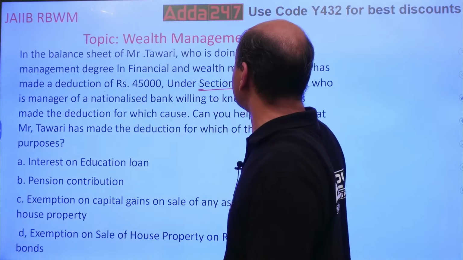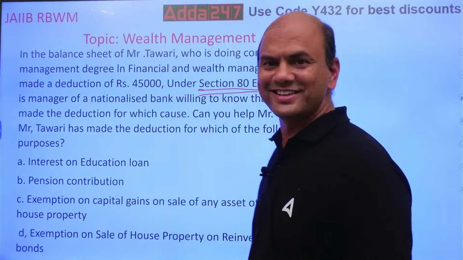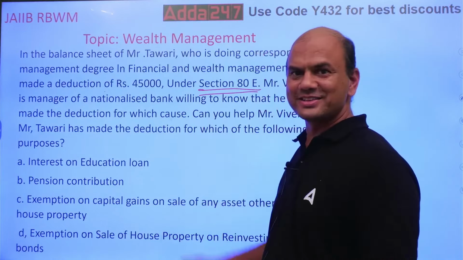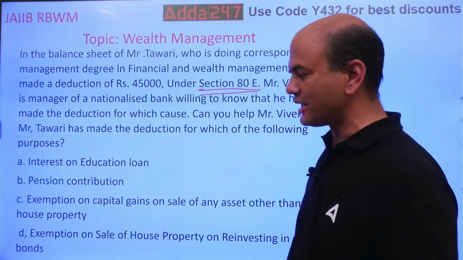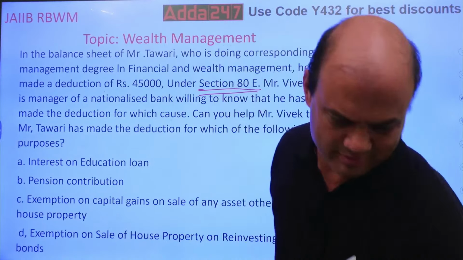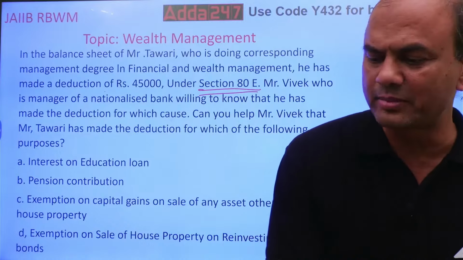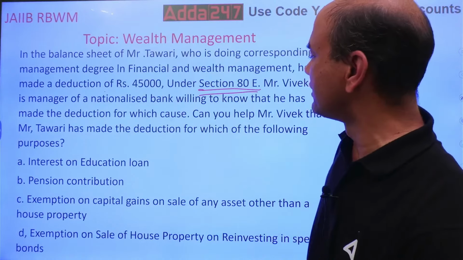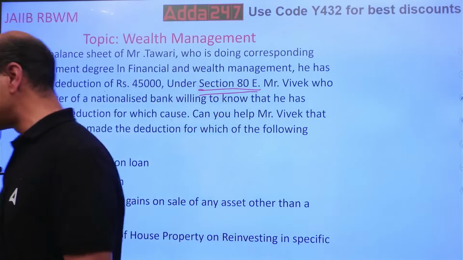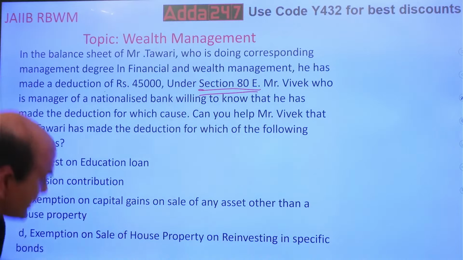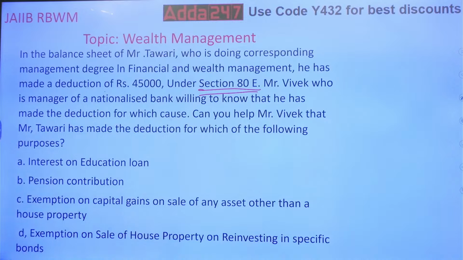You have to always focus on the crux, SAR, Gita SAR, RBWM SAR. Focus on this. You want 80E. What is 80E for? You have to find that much. That's it. So tell me now, 80E is for what? Education loan, pension, exemption from capital gains on sale of asset other than housing property, exemption on sale of house property for reinvesting in specific bonds. Now you tell me, 80E is for what? Think.